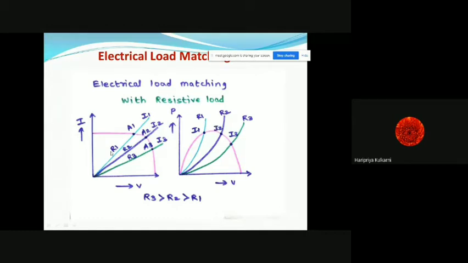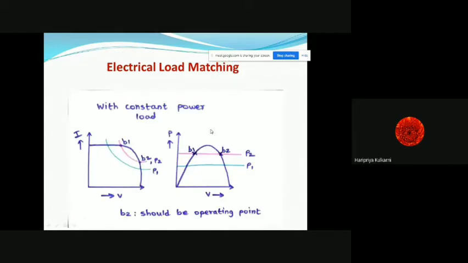So likewise, we have different curves for different loading conditions. We have to take care that the loading amount is such that we will always extract the maximum amount of power. So this was for resistive load.